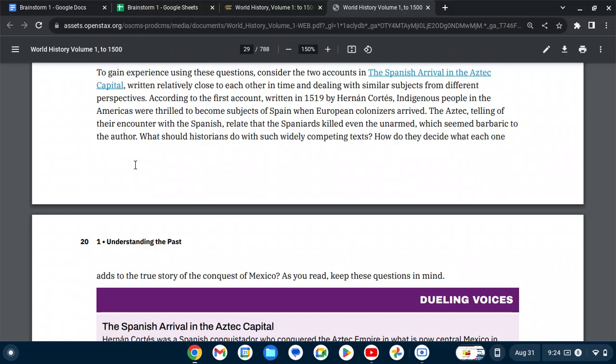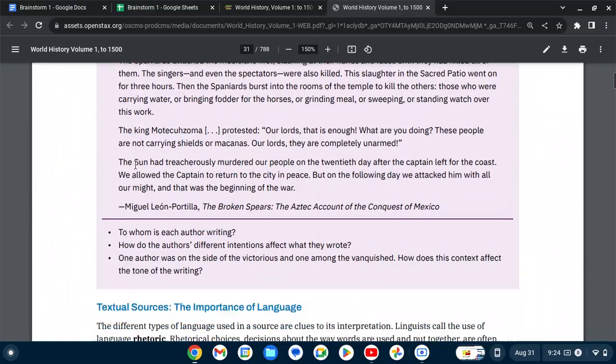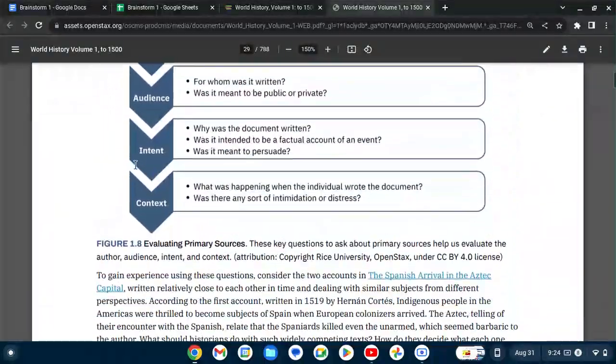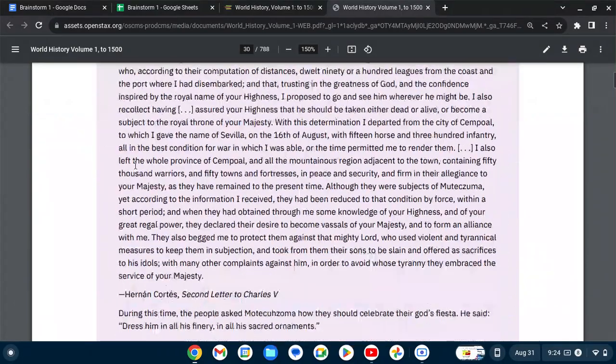How do they decide what each one adds to the true story of the conquest of Mexico? As you read, keep these questions in mind.